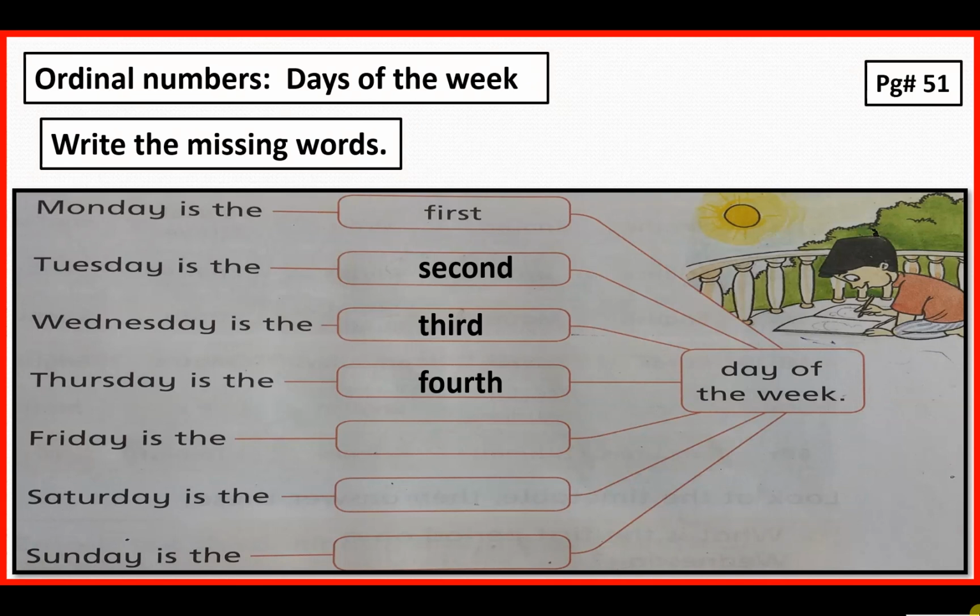Friday is the, yes, 5th day of the week. So here we write fifth, F-I-F-T-H, fifth. Saturday is the 6th day of the week. So here we write sixth, S-I-X-T-H, sixth. Sunday is the, yes, 7th day of the week. So here we write seventh, S-E-V-E-N-T-H, seventh.